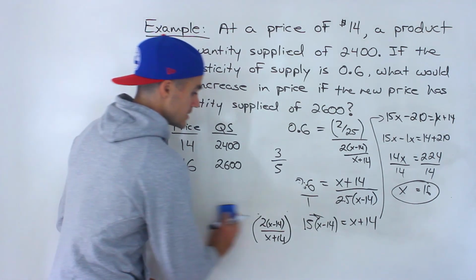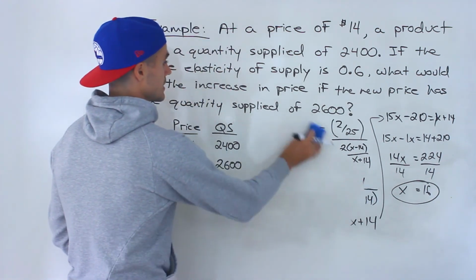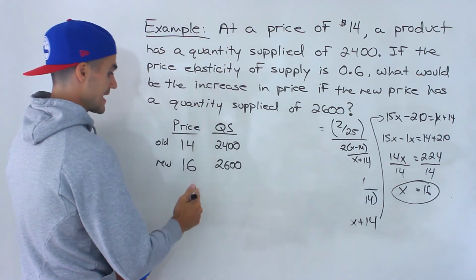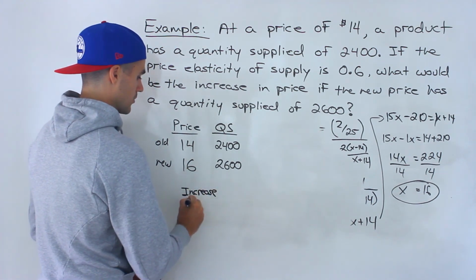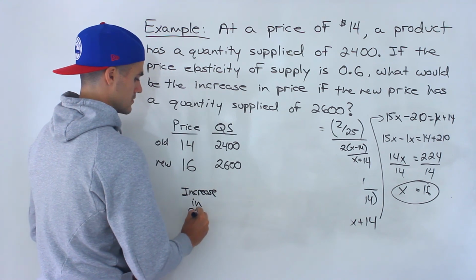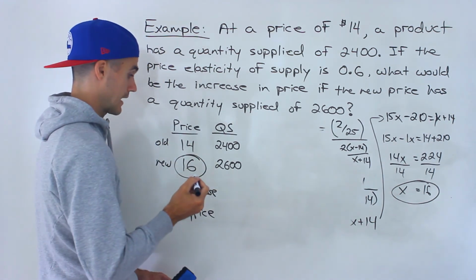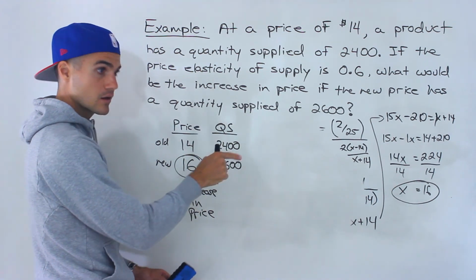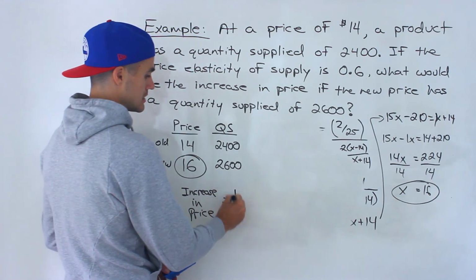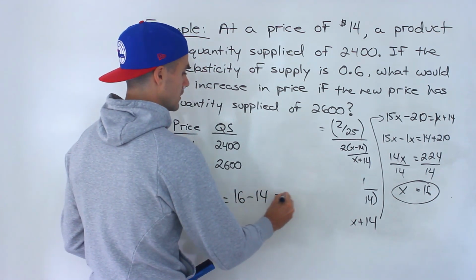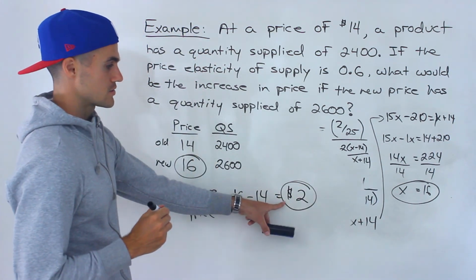So that's the new price, but be careful with the question, because the question is asking, what is the increase in price? So if this is a multiple choice question, they may put 16 as one of the answers, and you have to get 16 as one of the solutions within the question. But the actual increase in price is the 16 minus the 14, which is $2. So that's the final answer right here.